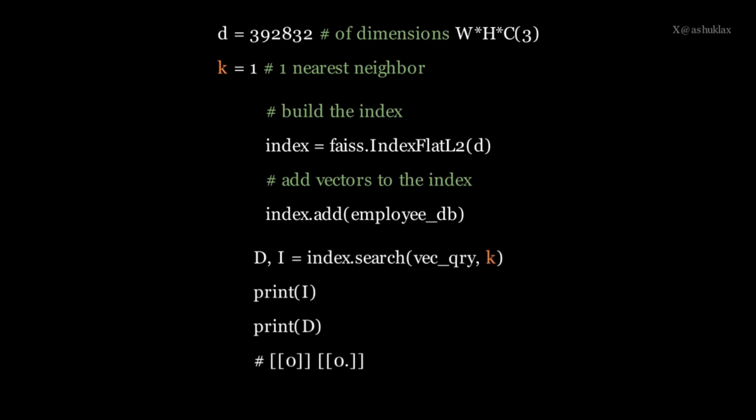When you run the search, it will return the index of the closest matching image from the database. For example, if you are searching for an image of an employee, it will return the index of the image in the database that is most similar to the query image.